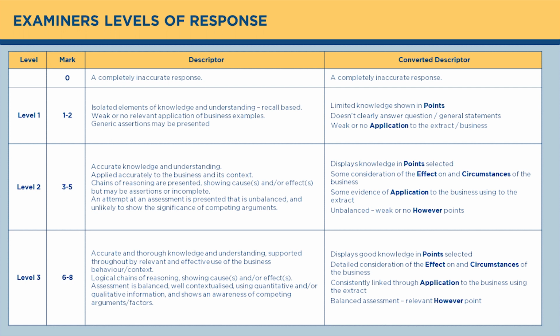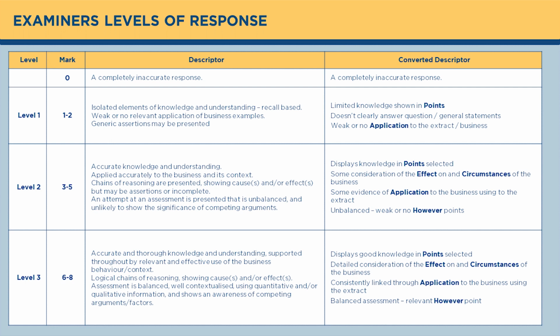So we'll look at level 2. You need to display knowledge in the points that you select. You need to have some consideration of the effect and the circumstances of the business. Some evidence of application as well. It needs to have that if you want to get any more than sort of 3 marks. But it might be quite unbalanced. You might have weak however points, you might not have any however points.